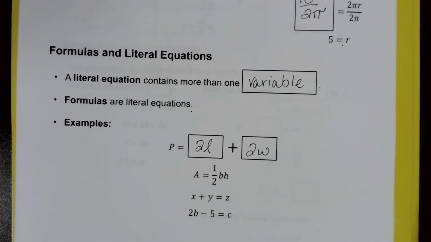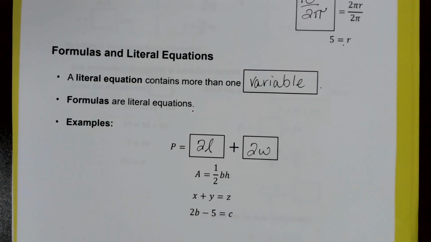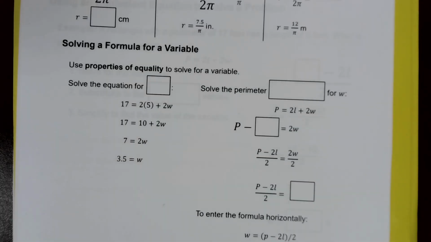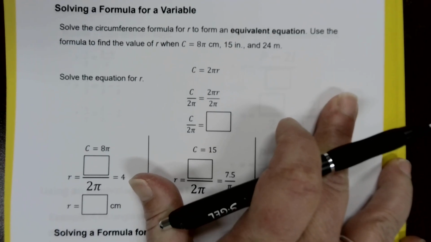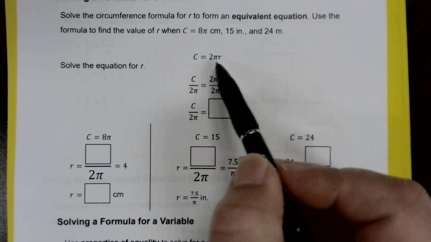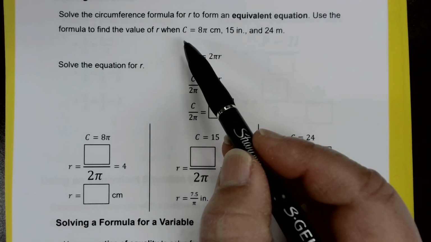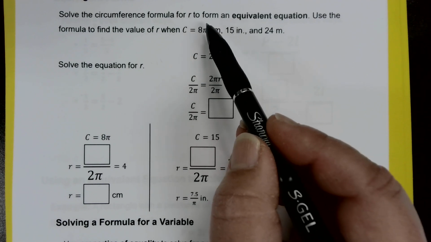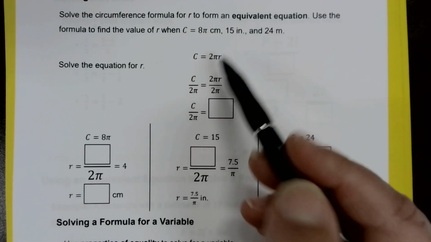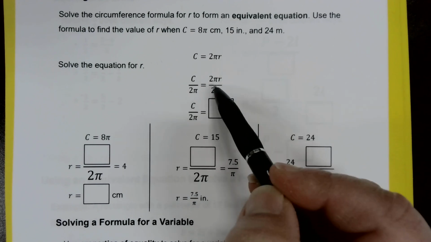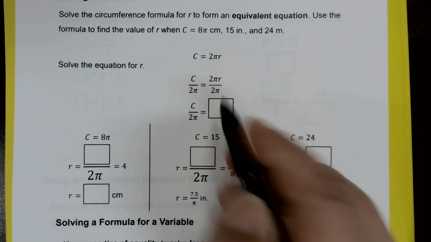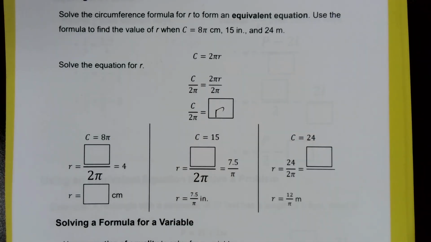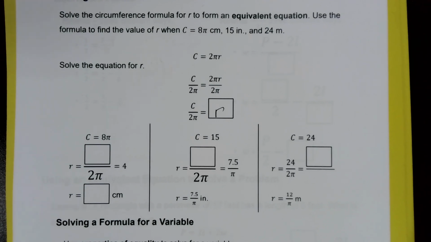On to the next section. Solving a formula for a variable basically means rewriting the formula, okay? So let's go back and look at this, C equals 2 pi r. I want to solve this for r to form an equivalent equation. Now, I want r by itself. So I divide everything by 2 pi, and I wind up with the circumference divided by 2 pi is equal to r.